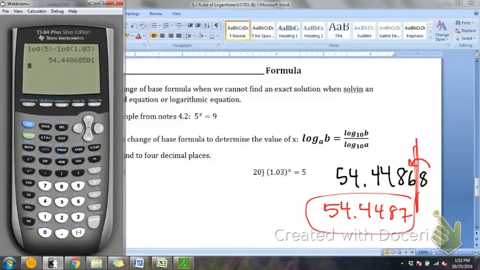Does anyone have any questions on number 20? What is right on that? Or like this? Okay, Kyle just asked a good question. You can leave it as just this, log base 10, 5 over log base 10, 1.03. Yeah, like this.